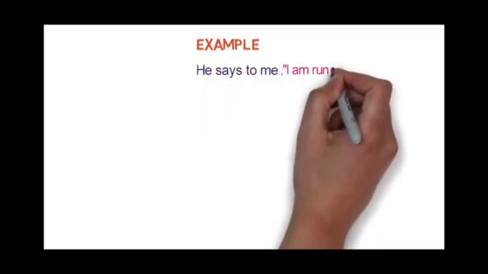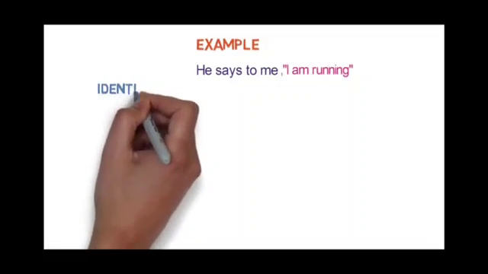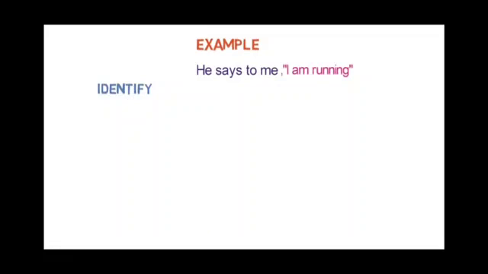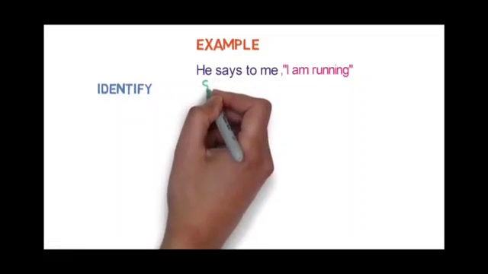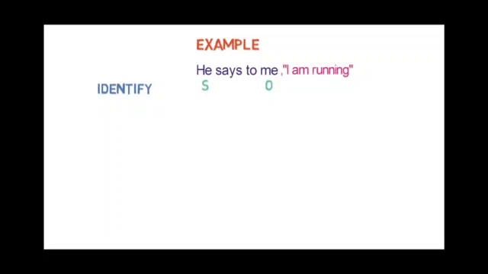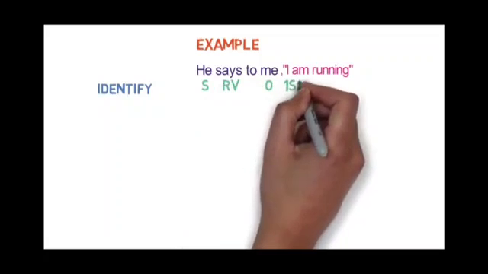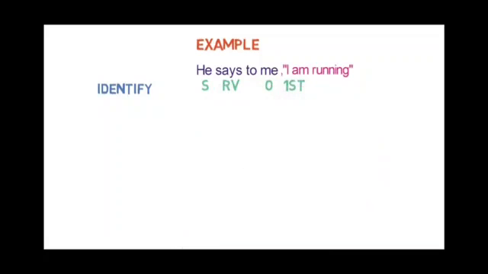He says to me, I am running. Now says to is given, it means it is simple present, and in simple present there is a present form. So at first I will identify here. He is the subject, says to is the reported verb, and me is the object. I is the first person here. Am running is in present continuous.